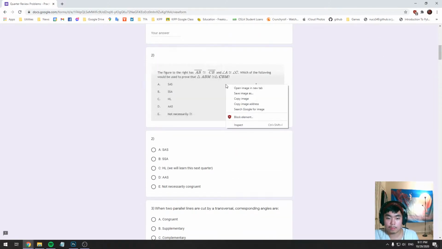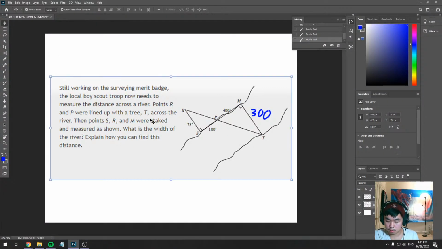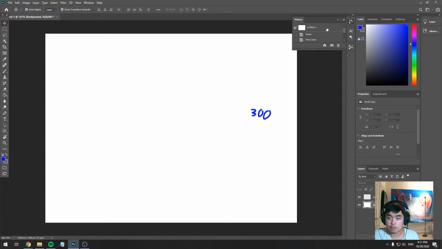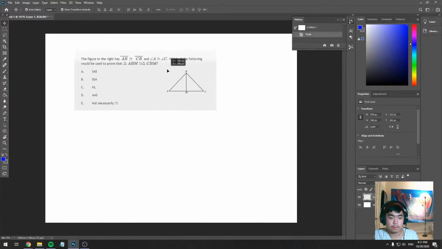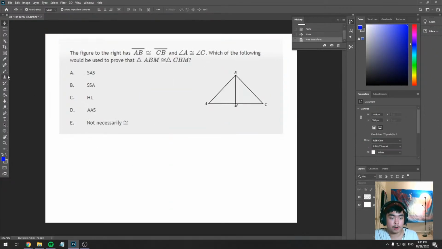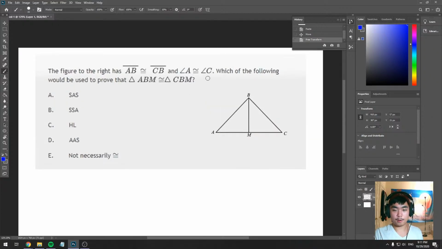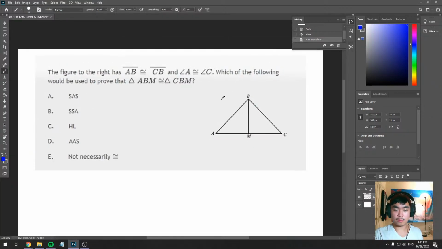One more problem about proofs. And then I think we'll end the live stream. Alright, so for number 2, right? This problem is going to be very important in terms of understanding how you do proofs, right? Whether it's congruence or similarity proofs.